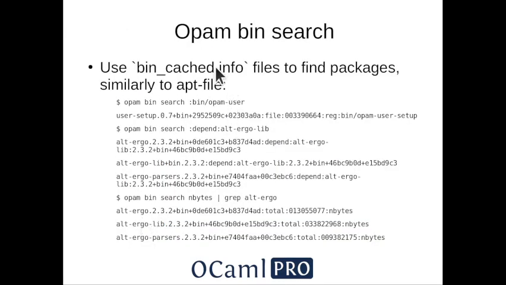Using the meta information files, we can use the opam-bin search command. With this command, you can search files, a bit like apt-file. You can see which archive contains a given file. You can see which archives depend on a particular package. And you can also know the size of the packages when they will be installed.